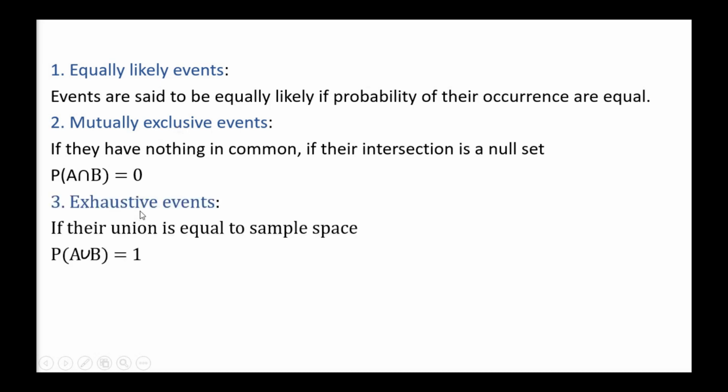The third one is exhaustive events. Here, if we have two events and we find their union, and their union is equal to the sample space, or in simple terms the union constitutes all the outcomes of the sample space, then the probability will be 1. The probability of A union B will be equal to 1 because it is equal to the sample space.